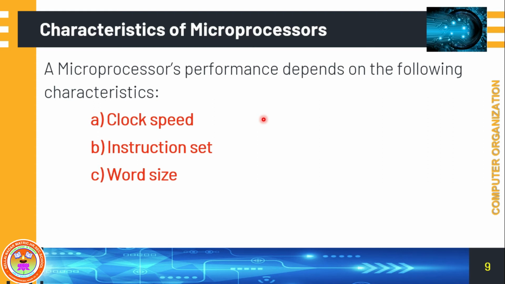The next topic: what are the characteristics of the microprocessor? What are the main characteristics involved? We'll see that. Microprocessor performance depends on the following characteristics. These are the three important characteristics of the microprocessor. Number one, clock speed. Number two, instruction set. Number three, word size. We'll see them one by one.